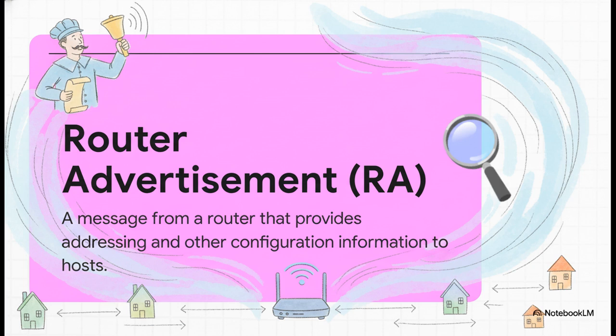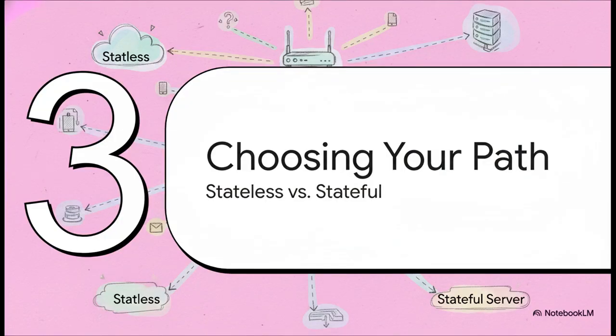Think of it like a town crier, standing in the middle of a square, just shouting out to any newcomers, "Welcome, welcome, here are the rules of our network and here's how you get an address to live here." That RA message has literally everything a new device needs to get started. Now here's where it gets really interesting.